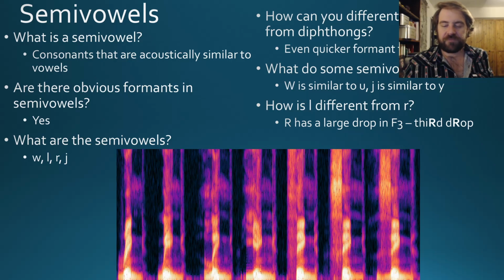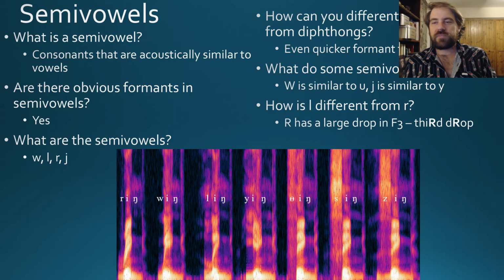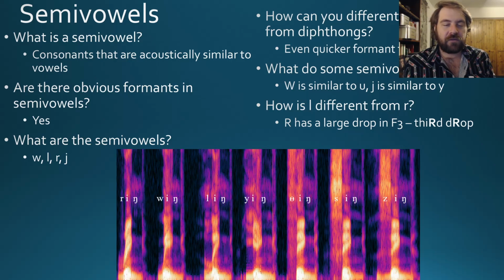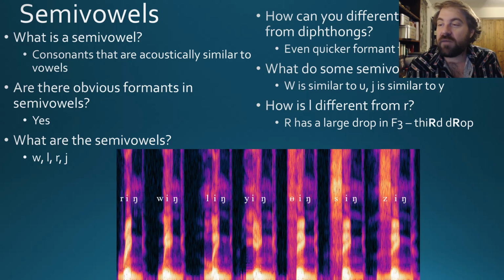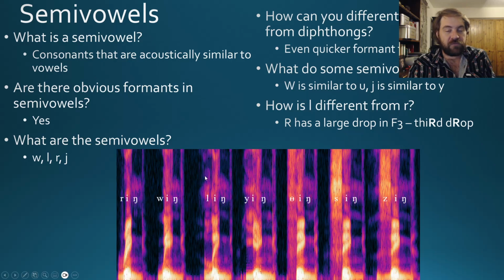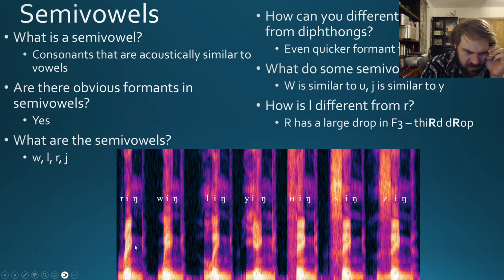Sorry about that yawn. What do we got here? We've got ring, wing, ling, ying, thing, sing, and zing. So I put a little bit more in here than we needed just to look at semivowels, but I think it's nice to have these up against one another here. Okay, so first, ring. Well, what you're looking for is that third drop.